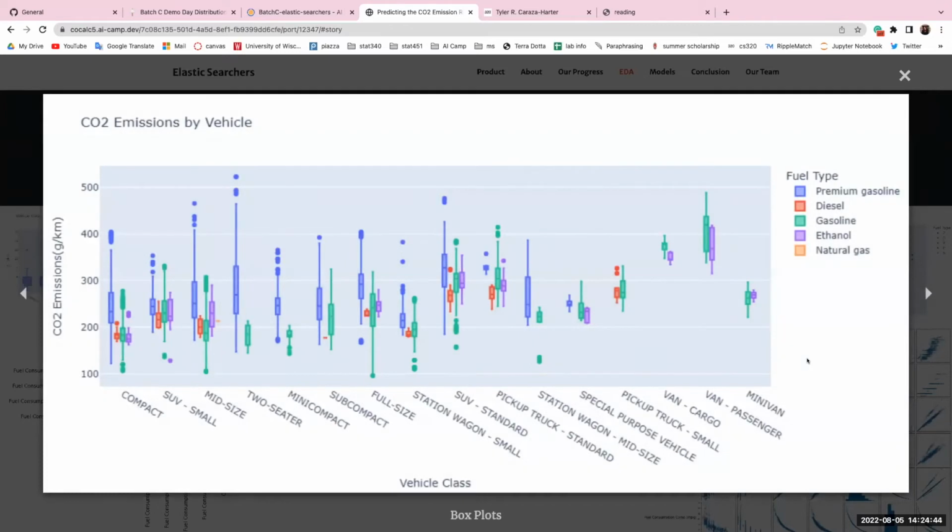This next graph shows a relationship between carbon dioxide emissions and vehicle class. And through the graph, we can see that two-seaters have the highest carbon dioxide emissions. And another thing we noticed was that diesel, which is used in larger vehicles and trucks, still has less carbon dioxide emissions than premium gasoline.